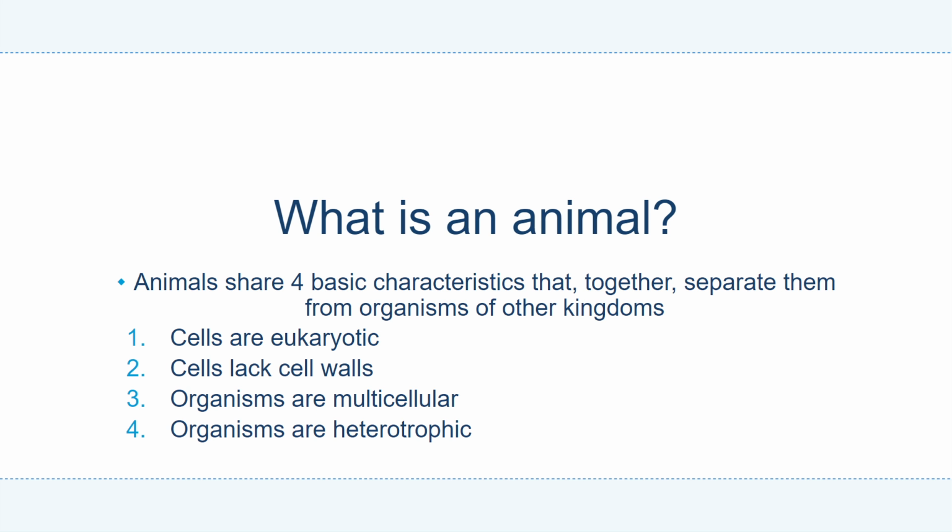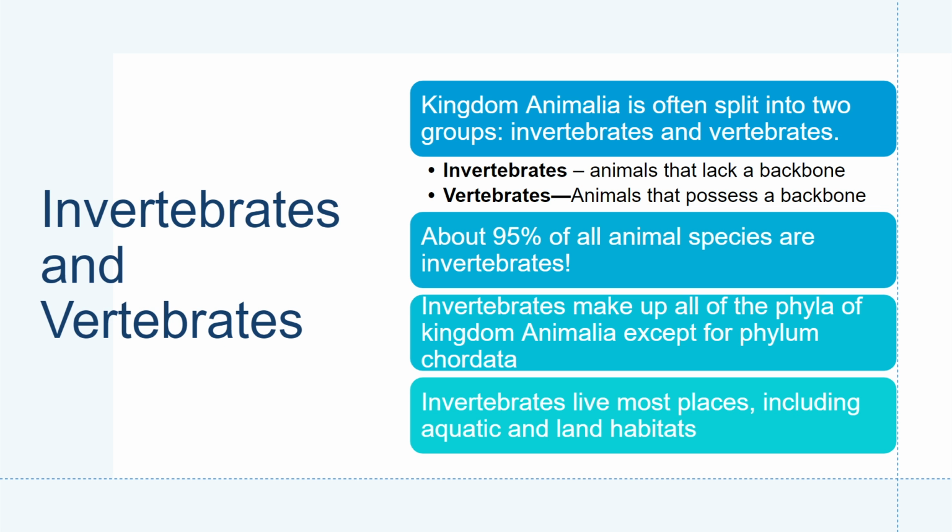Well, let's define first what is an animal. Animals have cells that are eukaryotic, they don't have cell walls. The organisms are multicellular and they're heterotrophic, meaning they eat other organisms in order to get their nutrients. We can also compare invertebrates to vertebrates. Invertebrates lack a backbone, and vertebrates possess a backbone. And kingdom Animalia is generally split into these two groups.